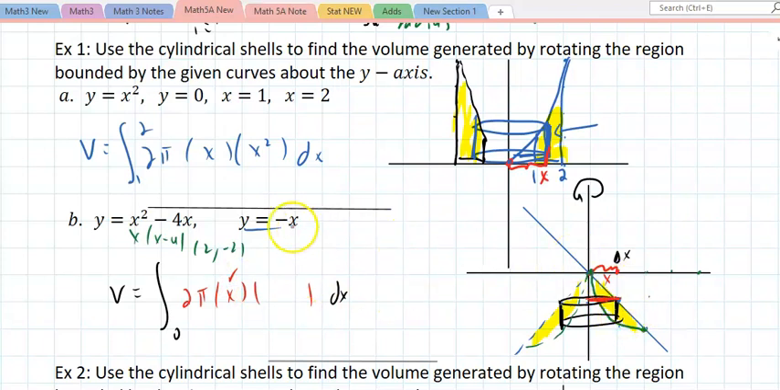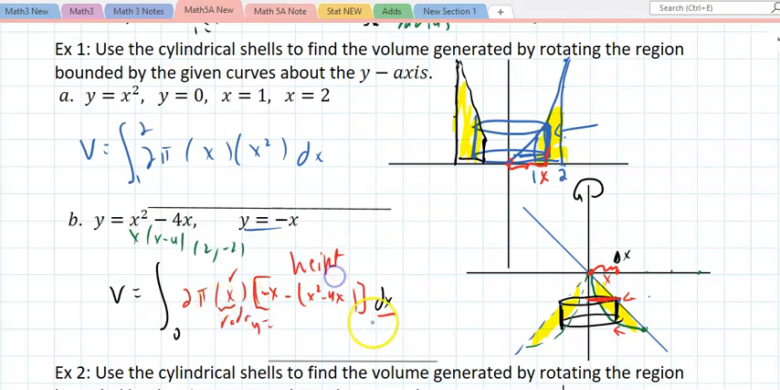The top equation is, if this is the x, you want this y equal always. So negative x is the top. And what's the bottom? Wouldn't that be x squared minus 4x? So this is the height, this is the radius, this is the thickness.